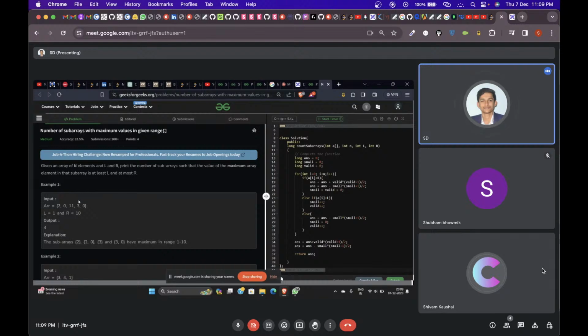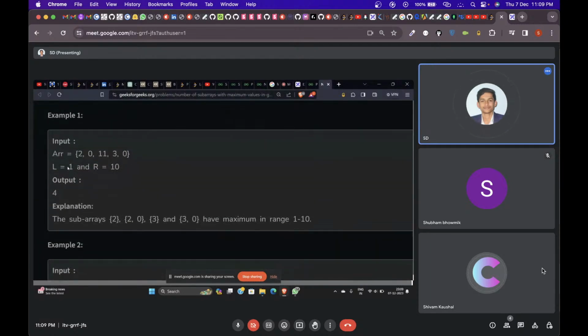Now, what does that mean? If you observe this array, the elements are 2, 0, 11, 3, and 0. Now, the lower limit is 1 and the upper limit is 10. If we observe carefully, the first subarray would be 2 because it includes only a single element. 2 is greater than 1 and it is also smaller than 10, so we are including it. The second subarray that we can form is 2, 0, because in this subarray the maximum element is 2, and it is already following the condition. So this is our subarray.